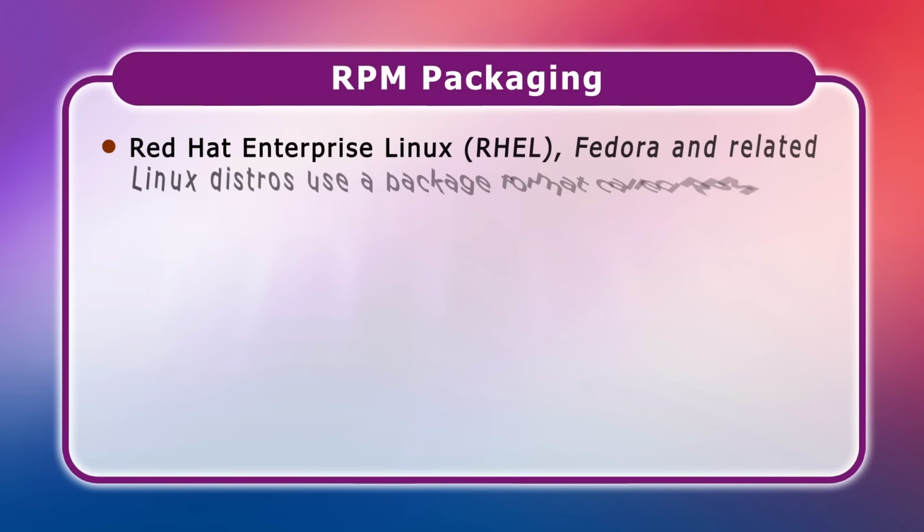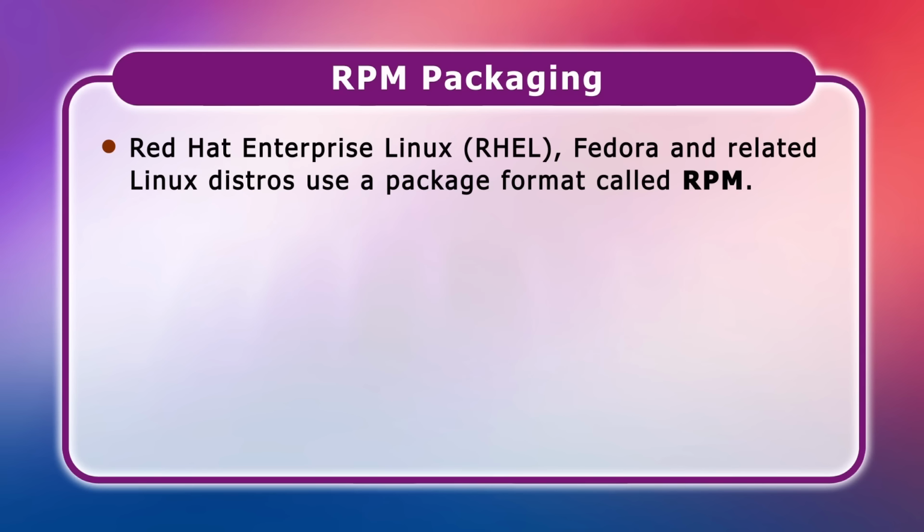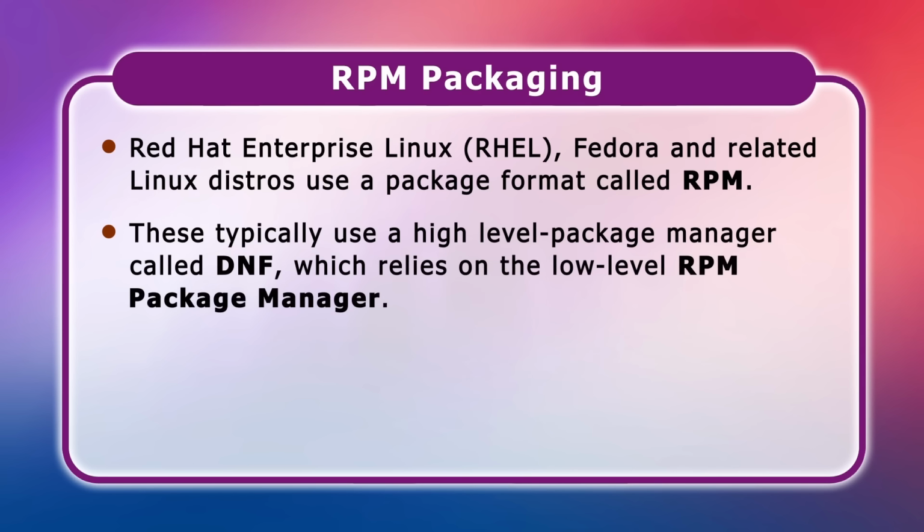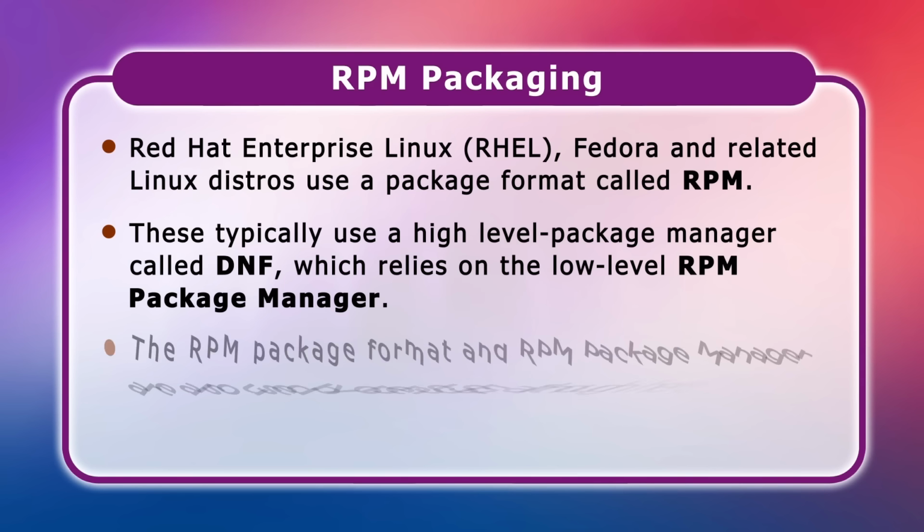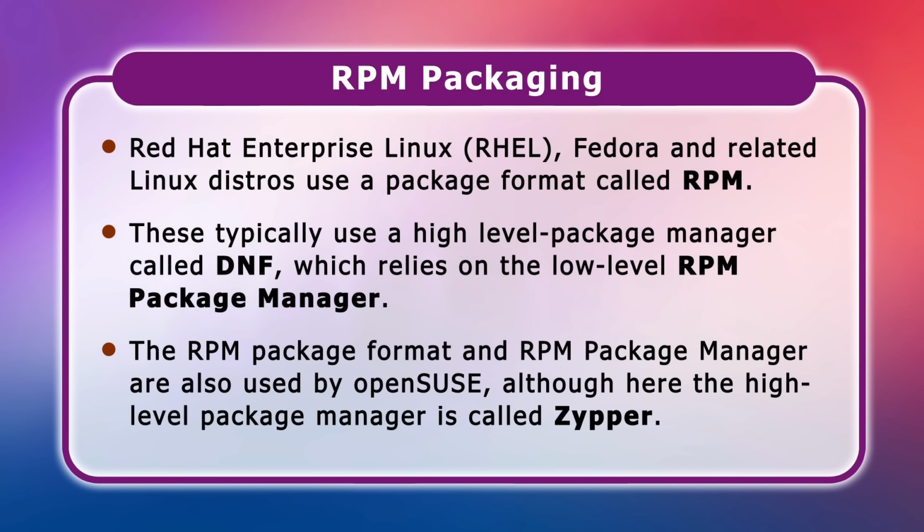Meanwhile, Red Hat Enterprise Linux, Fedora and related distros use a package format called RPM. And these typically use a high-level package manager called DNF, which relies on the lower-level RPM package manager. The RPM package format and RPM package manager are also used by OpenSUSE, although here the high-level package manager is called Zypper.